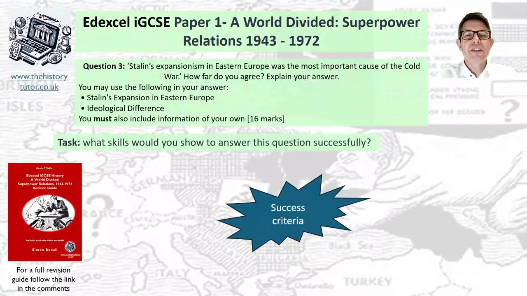Okay, so let's have a look at a question now. So here it is. It says, Stalin's expansion in East Europe was the most important cause of the Cold War. How far do you agree? Explain your answer. You may use the following in your answer. Stalin's expansionism in Eastern Europe or ideological difference. You must also include information of your own, and it's 16 marks.